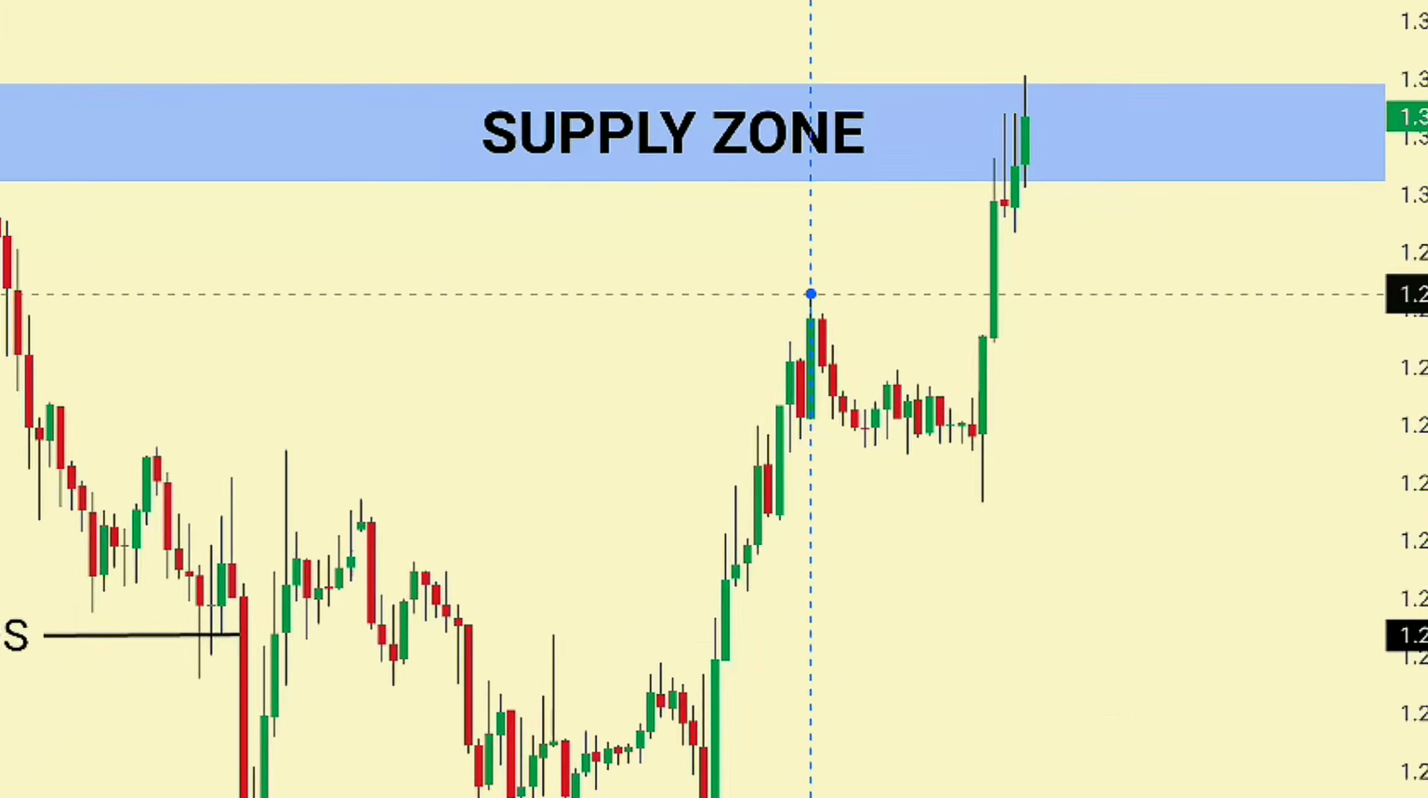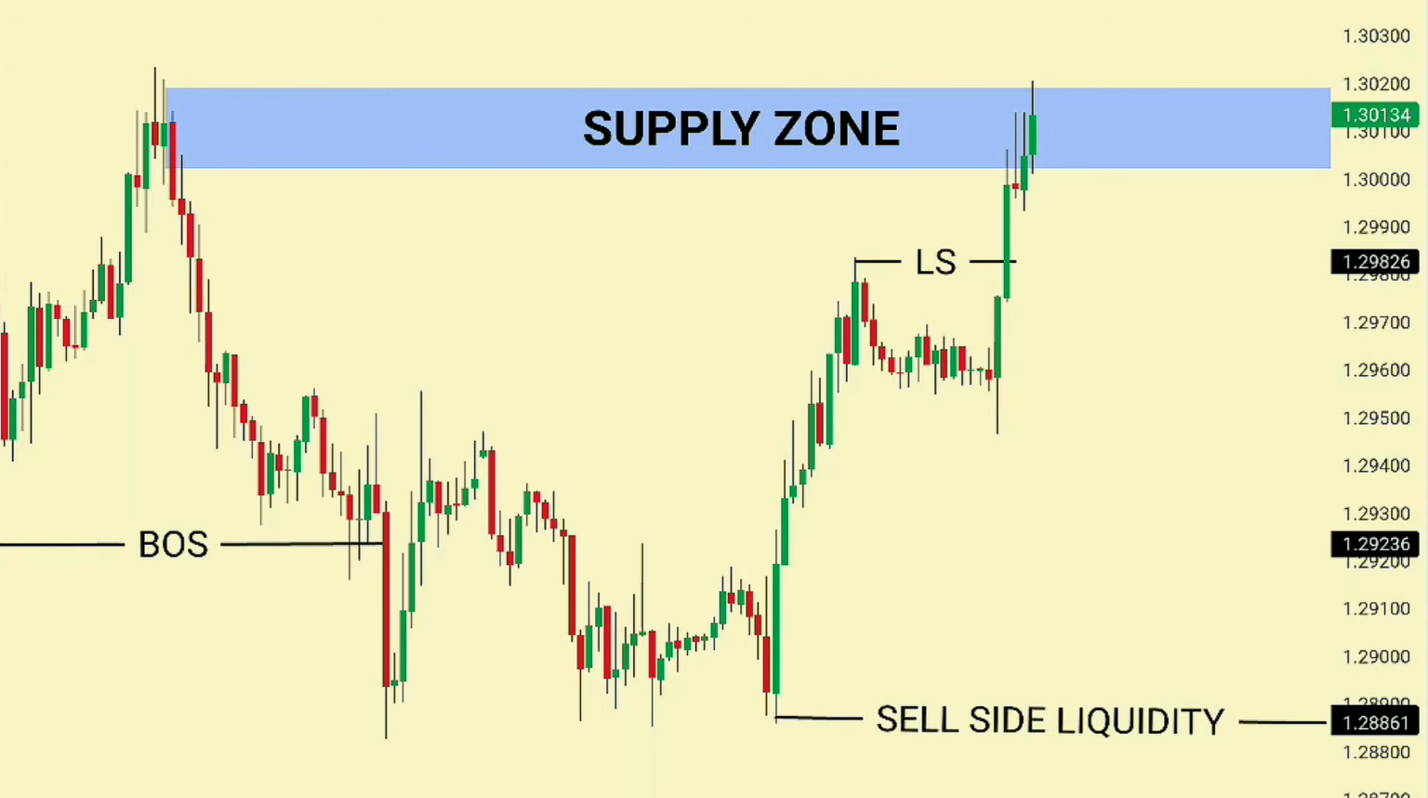This move creates what I've marked as a liquidity sweep. Now, one question might come to your mind. Why have I marked the liquidity sweep here instead of behind the supply zone? That's a very important concept, and I don't want to mix two different lessons in the same video. I'll explain that completely in my next video, step by step.